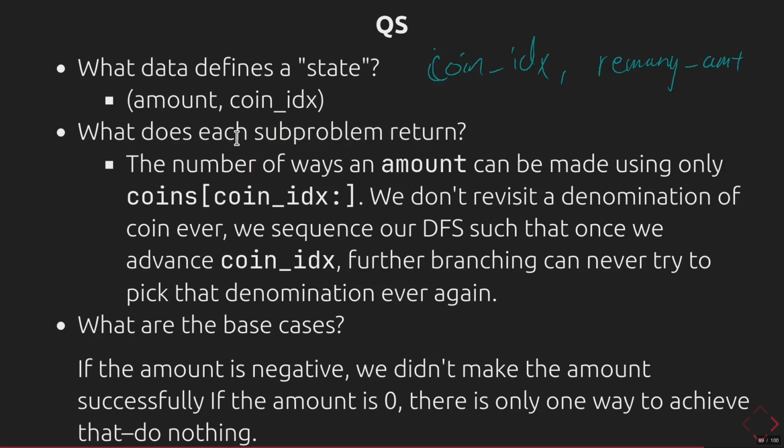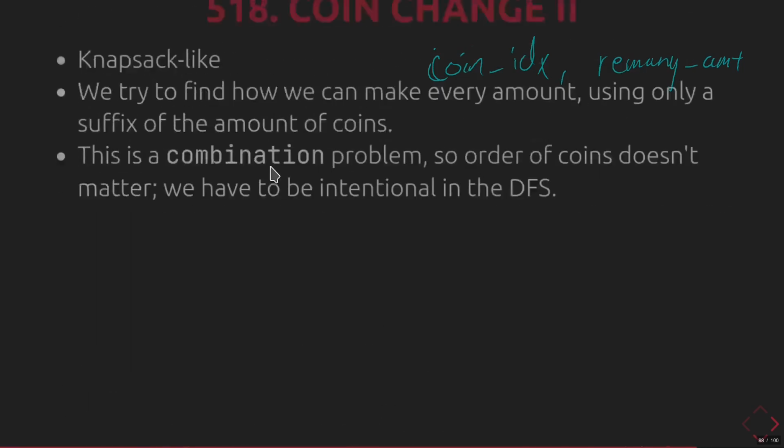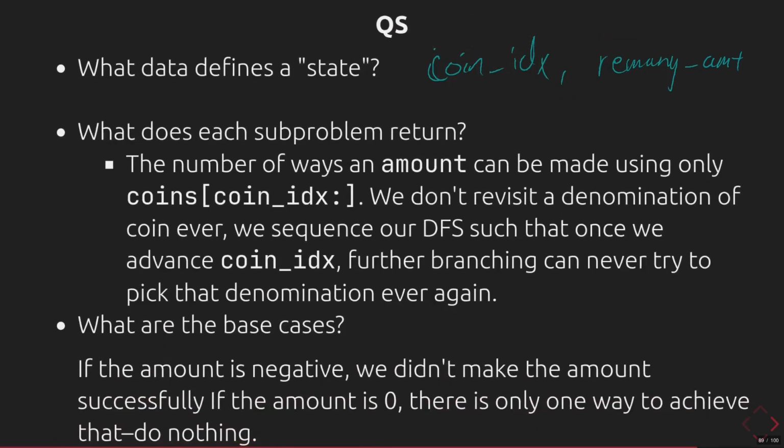So what does each subproblem return? It's actually the same thing as the main problem. This is how you have overlapping subproblems, and a way to combine them. So it's the number of ways to create the amount using only that suffix of the remaining coins.